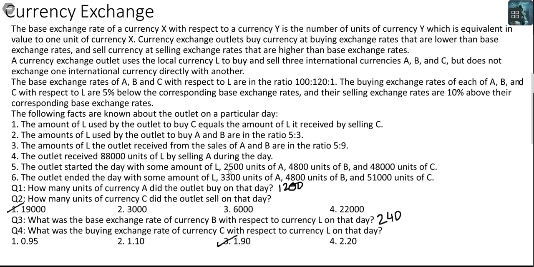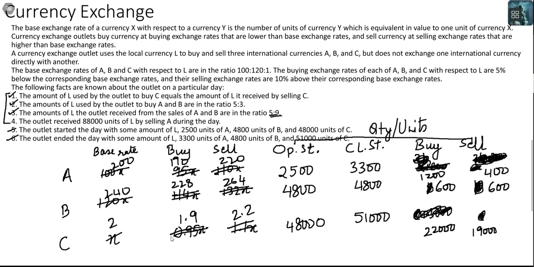This was a good question to be attempted in exam for the simple reason that all the questions are precise. So if you record the data correctly, if you create a reasonable enough table, everything will come flowing in front of you.